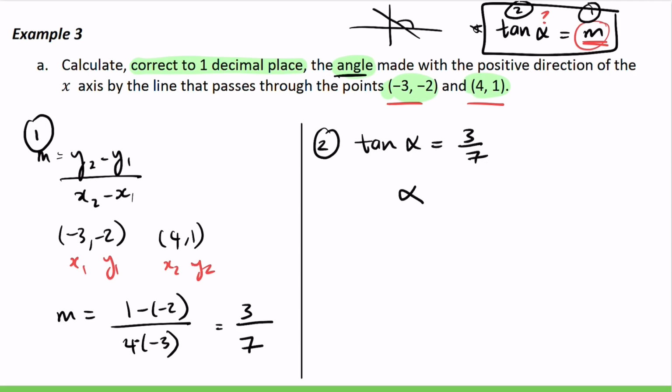And in order to get, that's not theta, alpha. In order to get alpha by itself, what I need to do is take tan to the other side. And I can do this by taking the inverse. You will need to use your calculator, make sure it's in degrees, and you'll get an answer of 23.2 degrees to one decimal place, as the question has asked.